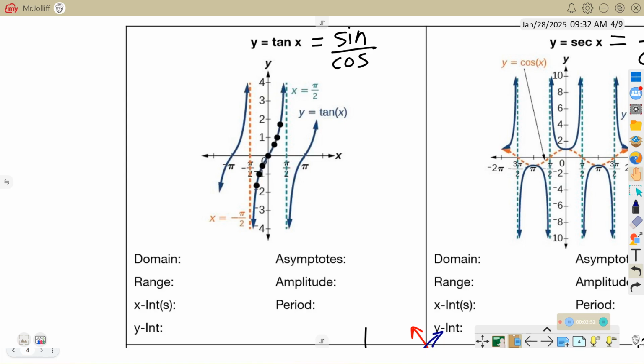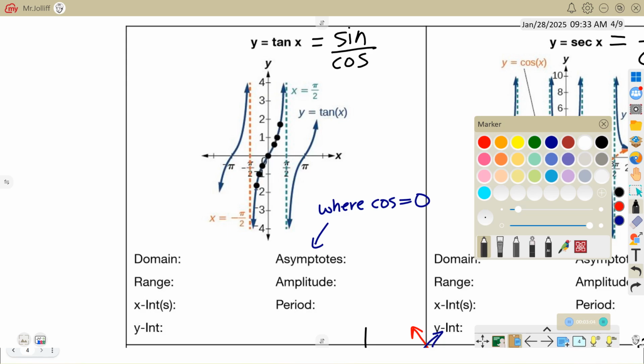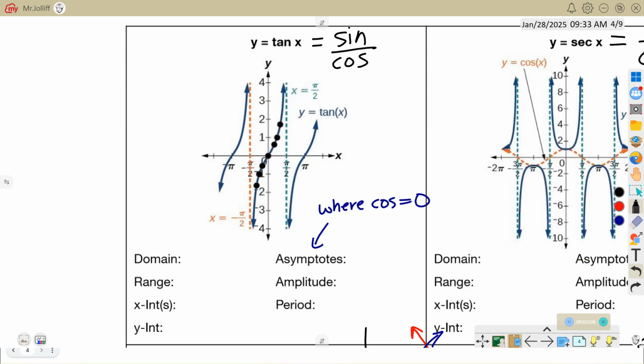We're getting asymptotes because tangent is a fraction. And what are we not allowed to divide by in fractions? 0. Yeah, so all of those asymptotes are occurring where cosine, the bottom of that fraction, is 0. Because I'm not allowed to divide by 0. So that's where I'm going to get problems in my graph. But there's some patterns here. So let's just go down this list and check off stuff.